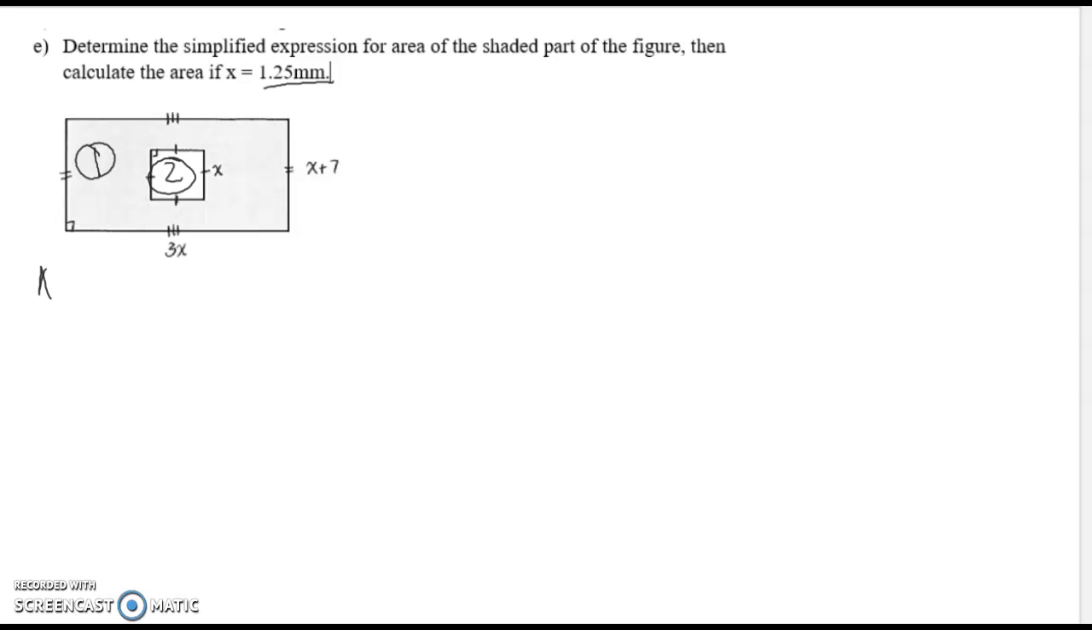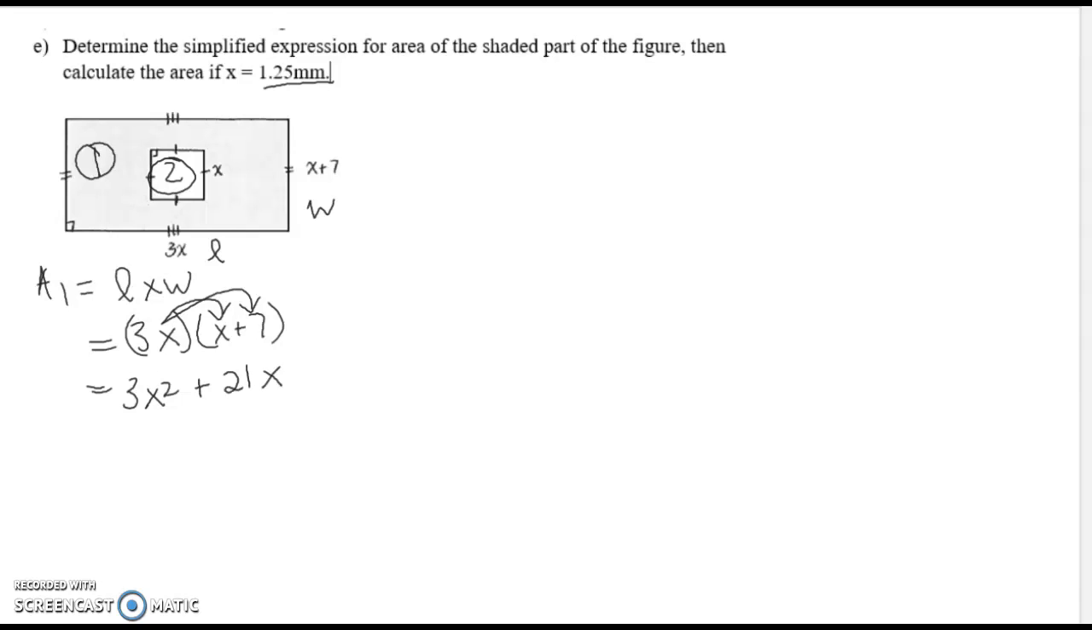Okay, so area 1 equals length times width. So we know that the length is 3x, and the width is x plus 7. Okay, so now we're going to take 3x and multiply it by everything inside the bracket. So 3x times x gives us 3x squared. 3x times positive 7 gives us 21x. Okay, so there's area 1.